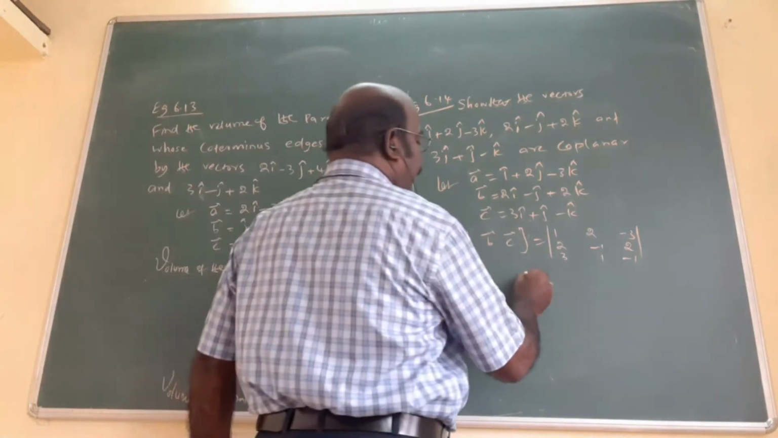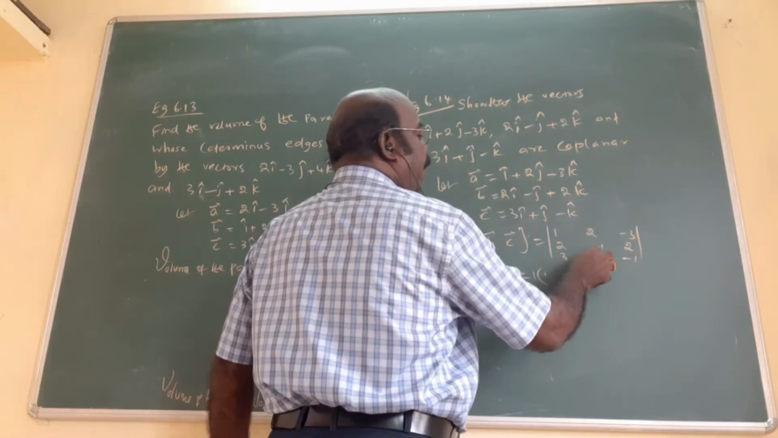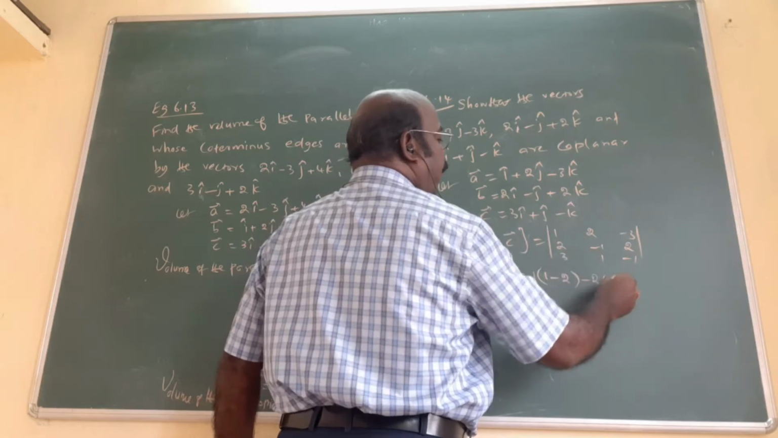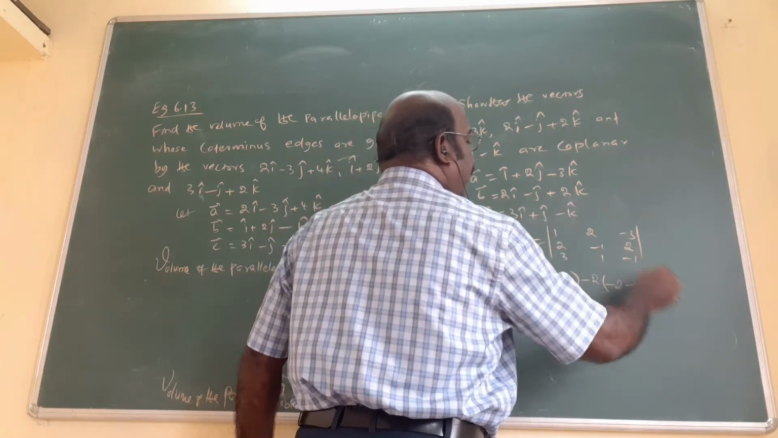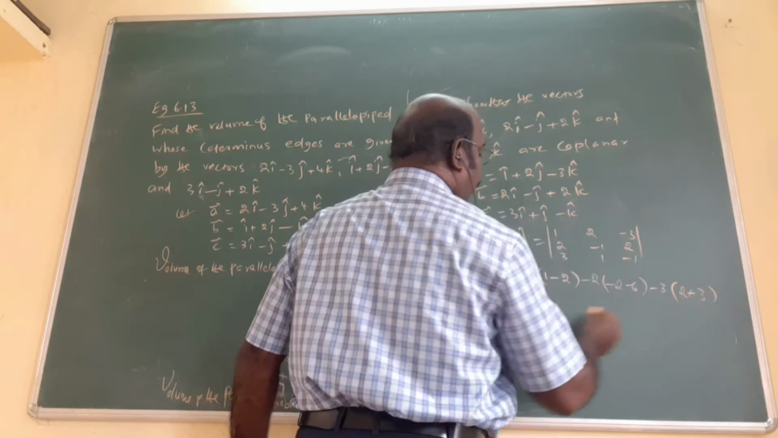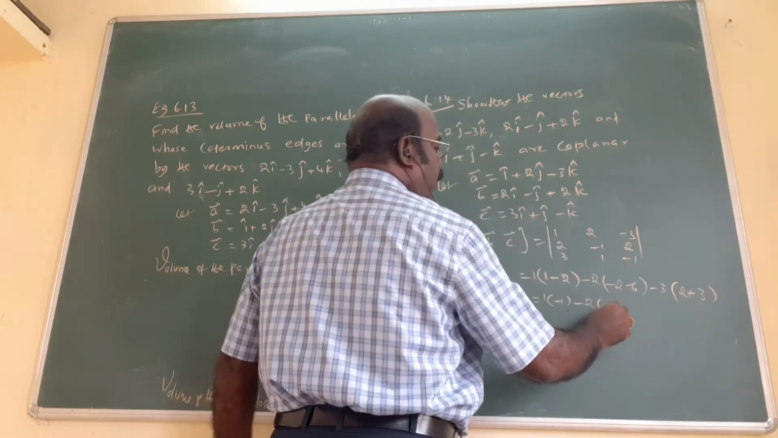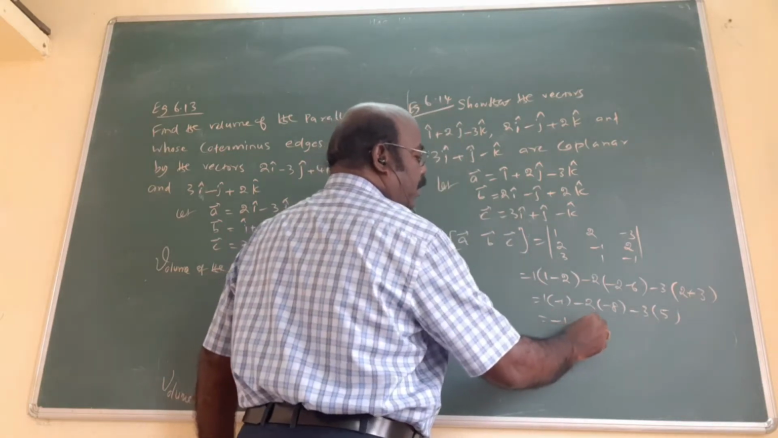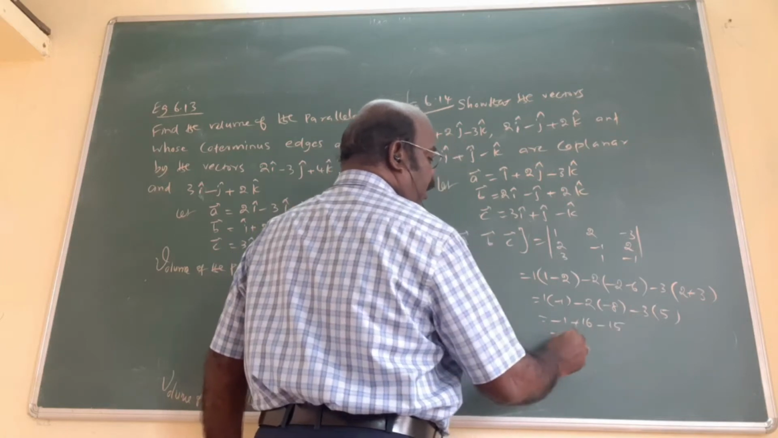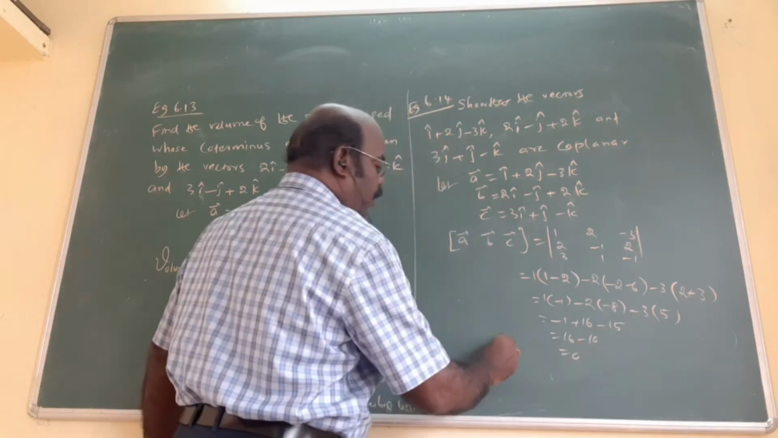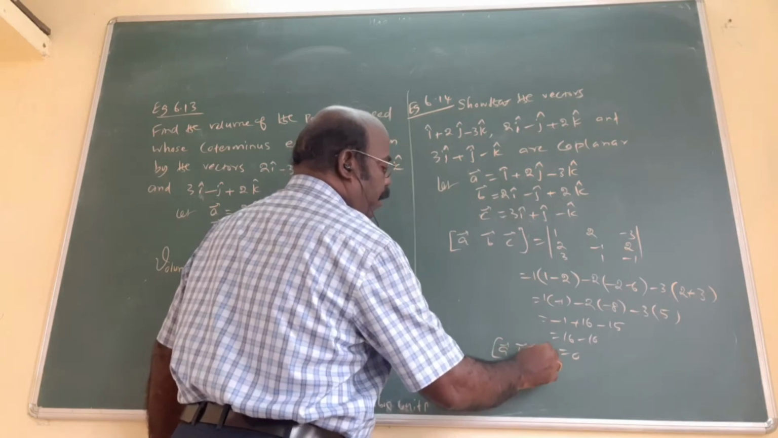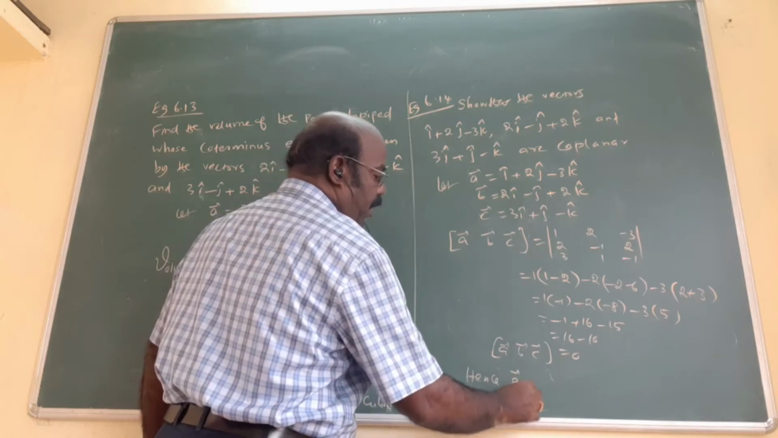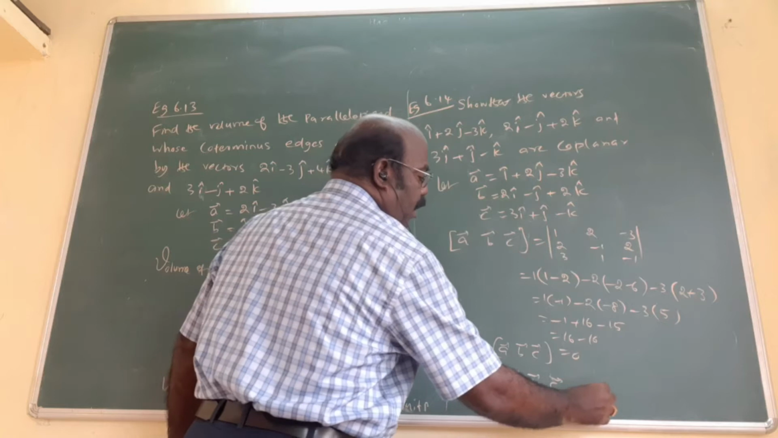Now expand, again same thing. 1 into minus, plus 1 also 1. Formula having minus 2. Minus 2 into minus 2, minus 6. Minus 3 into 2 plus 3. Now 1 into minus 1. Minus 2 into minus 8. Get 5. Minus 1 plus 16 minus 15. Adding 16 minus 16, 0. Therefore, box product A vector, B vector, C vector is 0. Hence, automatically, A vector, B vector, C vector are coplanar.